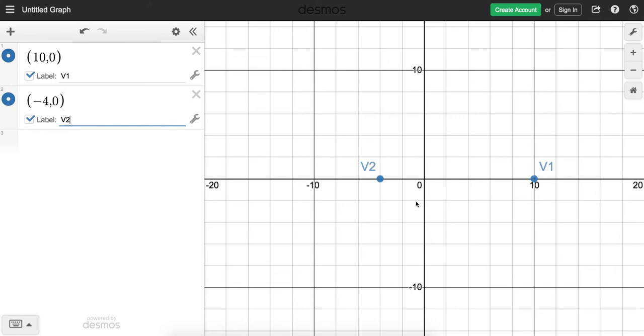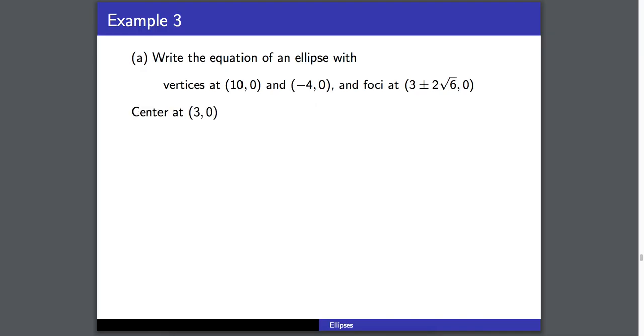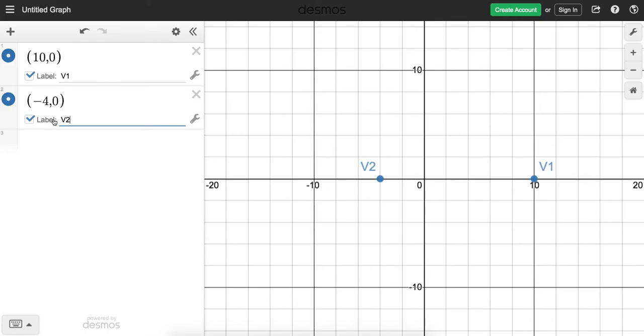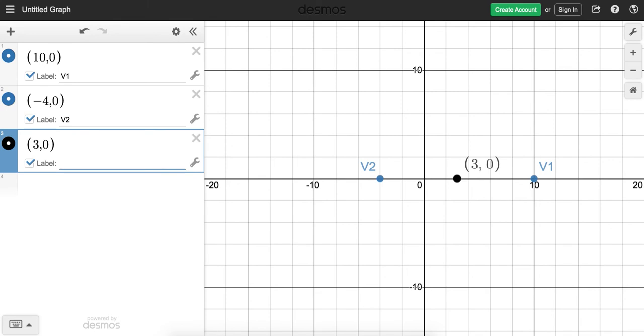Now, to get the equation, we're going to need to know the center of our ellipse, and the center can be found by finding the midpoint of our vertices. If we find the midpoint of (10, 0) and (-4, 0), we get a center of (3, 0). Take the average of the x's and the average of the y's. Let's mark that down, (3, 0), and label it the center.